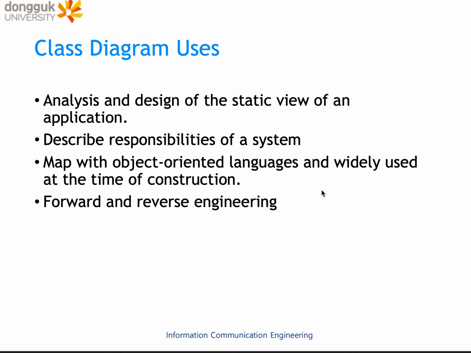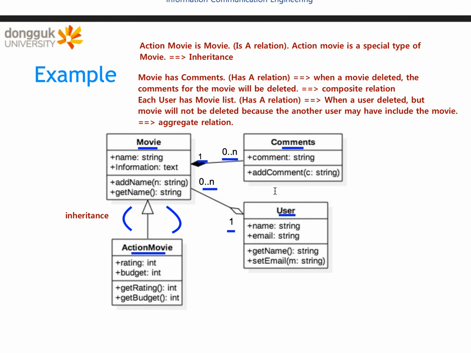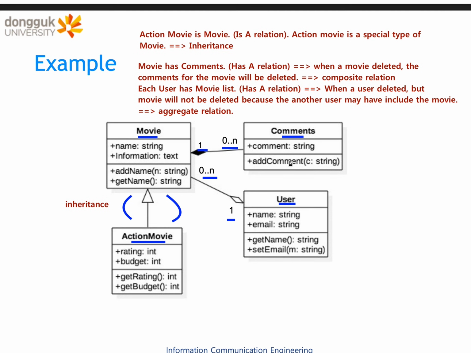So the class diagram is used for analysis and design of the static view of an application. It describes the responsibilities of the system and maps to an object-oriented language, and is widely used at the time of construction. That means when you start coding with an object-oriented language, you start to build classes. These classes definitely have some variables and some methods, and when you're constructing your system, this class diagram will map to your system.